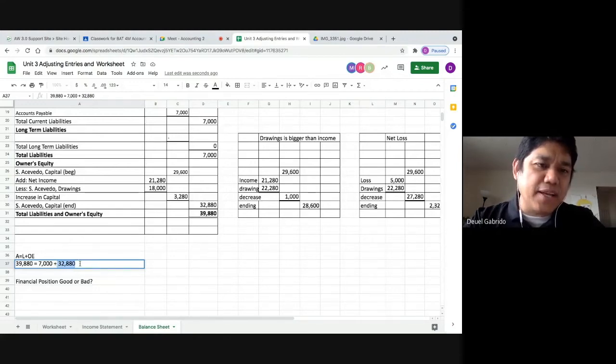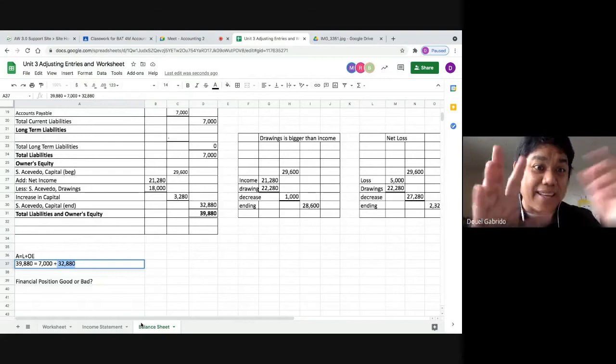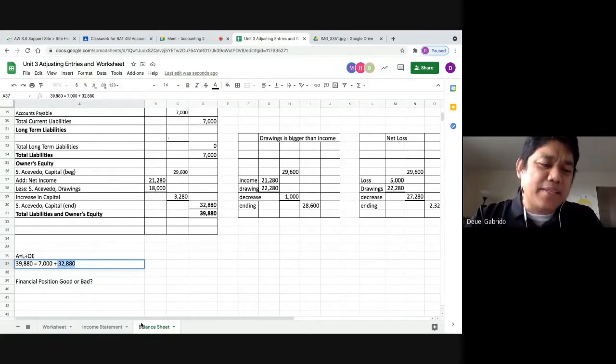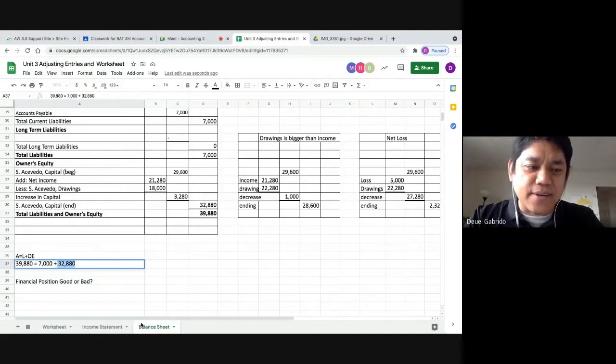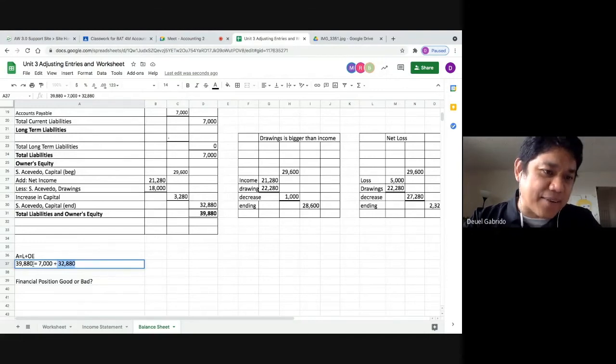Do you think you can still pay your liability? For example, we plan to close the business. Let's say after the calculation, Mr. Gabrido, we decided to close the business, and the reason is because we will go abroad to another country, and we will not go back again to this country. So, do you think we can pay our debts by having this equation? I mean, what do you think? So, we sold all our assets. The total cost of the assets is 39,880, right?